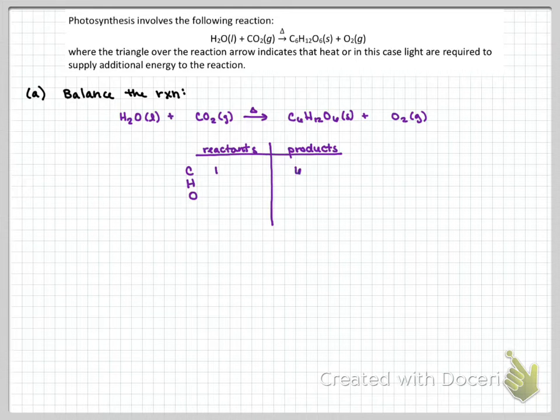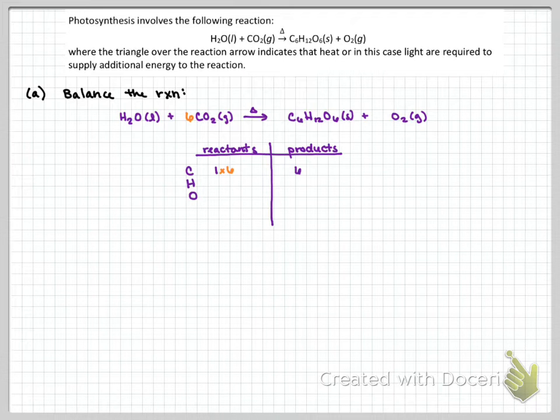On the reactant side, we have 1 carbon in the carbon dioxide molecule, and on the product side, we have 6 carbons in the sugar molecule. In order to get these numbers to match on the reactant side and the product side, we can multiply the reactant side by 6, which is the same as putting a coefficient of 6 in front of the carbon dioxide.